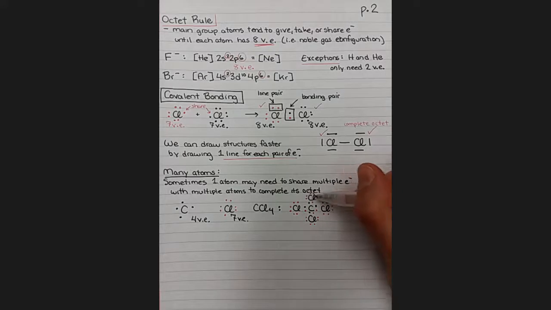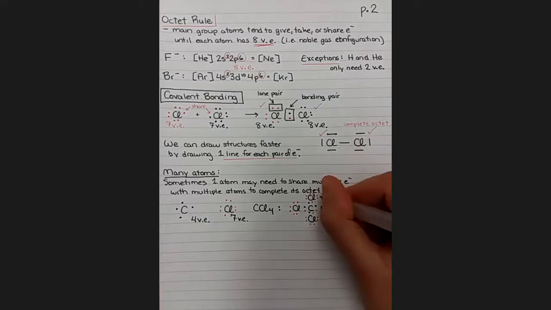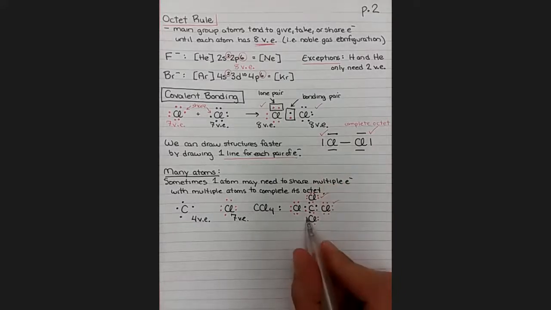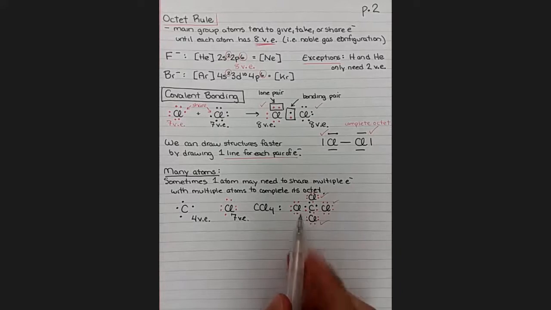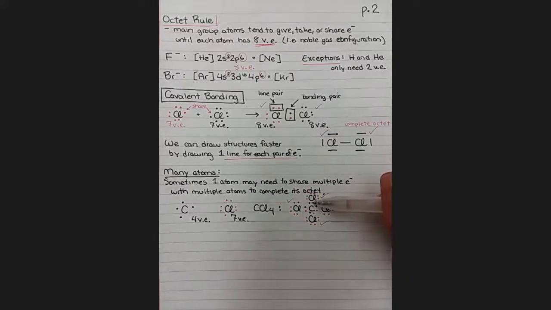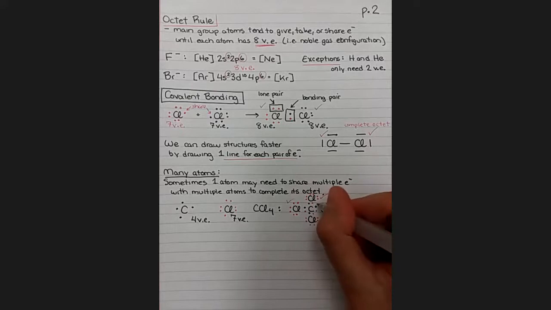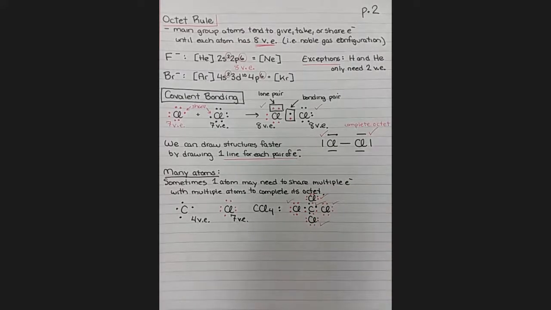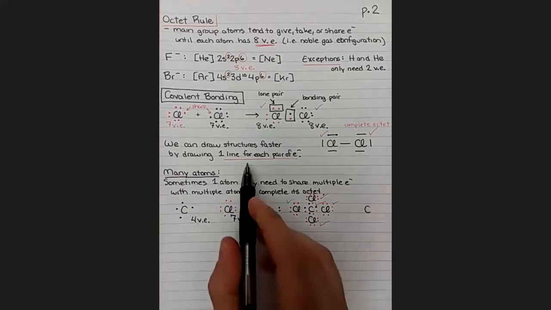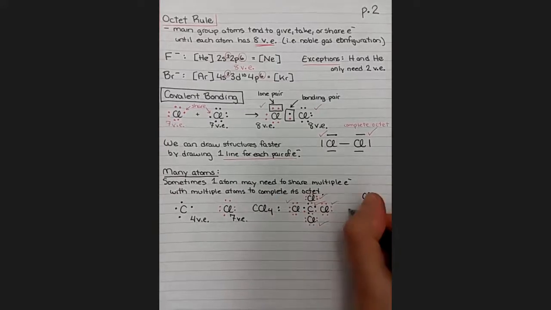1, 2, 3, 4, 5, 6, 7, 8. 3, 4, 5, 6, 7, 8. 1, 2, 3, 4, 5, 6, 7, 8. 1, 2, 3, 4, 5, 6, 7, 8. And don't forget the carbon in the center. 1, 2, 3, 4, 5, 6, 7, 8 for carbon. And it's much easier if we draw that structure in the shorthand with the lines instead.